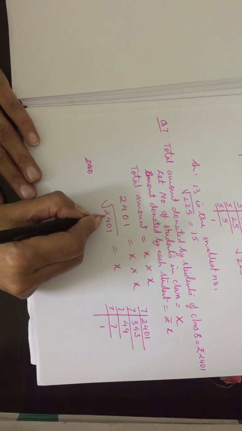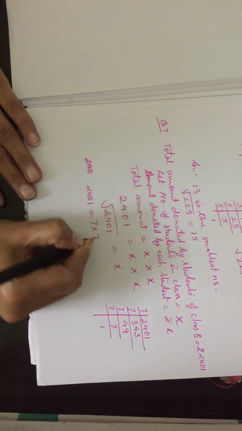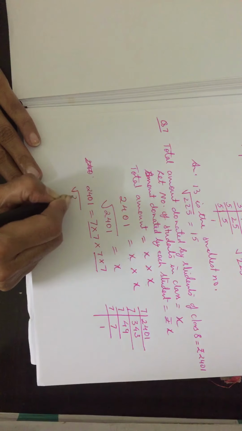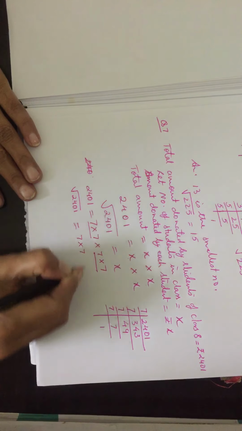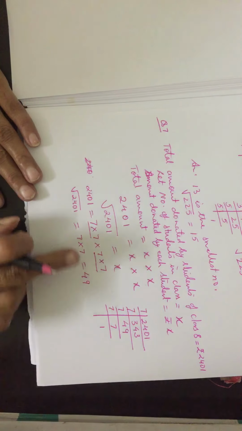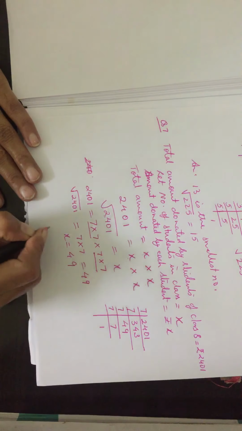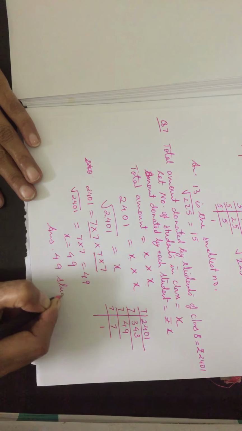So what are the factors of 2401? 2401 will be 7 multiplied by 7 multiplied by 7 multiplied by 7. So what is the square root of 2401? 7 multiplied by 7, which is 49. And so what is the value of X? X is equal to 49. So how many students? 49 students.